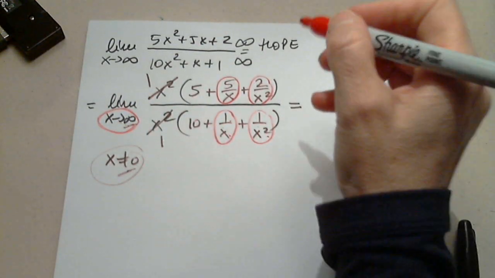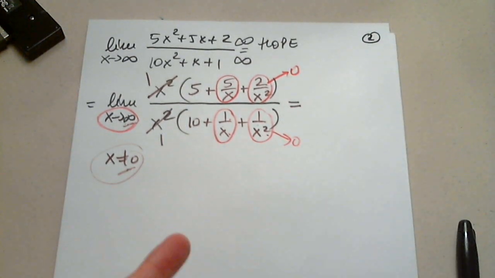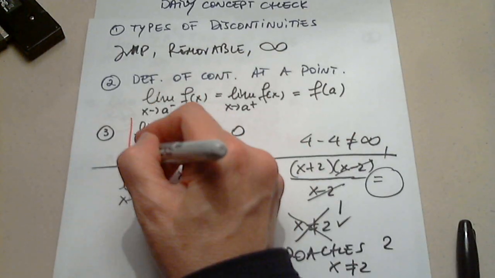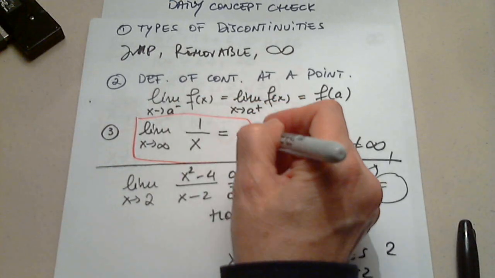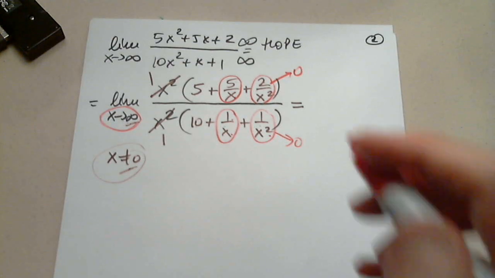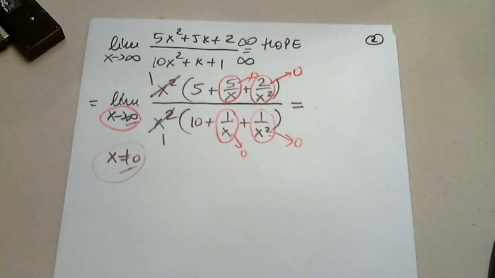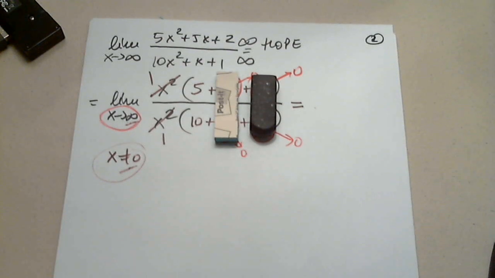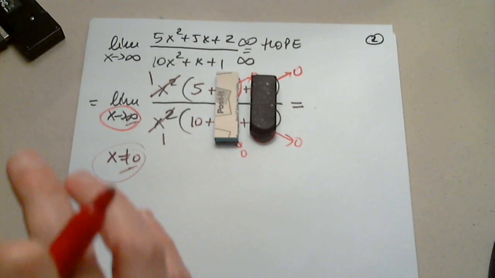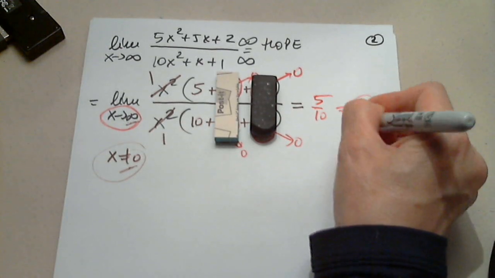They're getting closer and closer to 0. Excellent. Absolutely. How do we know that? From here. So this 0, this 0. So then, what is the limit? 5 over 10. Exactly, which simplifies to 1 over 2. These are all gone. So the limit of 5 over 10 is indeed 5 over 10, which simplifies to 1/2.